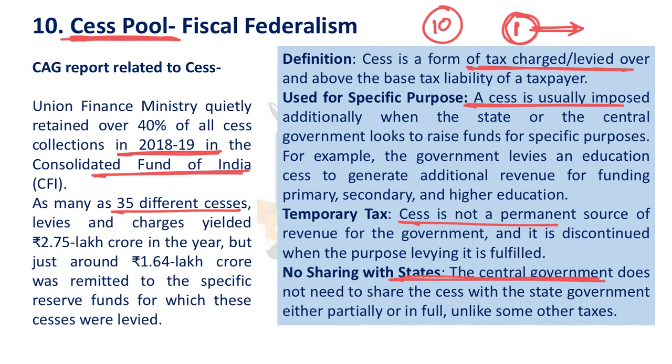As many as 35 cesses are there. 2.7 lakh crore cess accrued in the year 2018 to 19, out of which only 6.1 lakh crore is used for that specific purpose, let's say GST cess, education cess. That means the remaining amount is used for other purposes. This is against fiscal federalism. This is against the rules of cess. That's why this is in news.